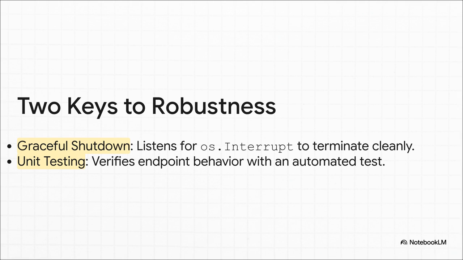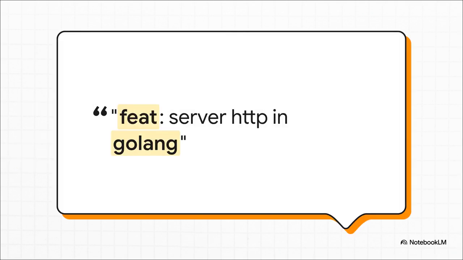Second, a unit test. You gotta have tests. This one automatically checks that the Hello World endpoint is actually doing what we expect it to do. And here's the commit that captures that huge milestone. See that "feat" at the beginning? That stands for feature, and it's a convention that clearly tells anyone looking at the project's history that a significant new piece of functionality just landed.